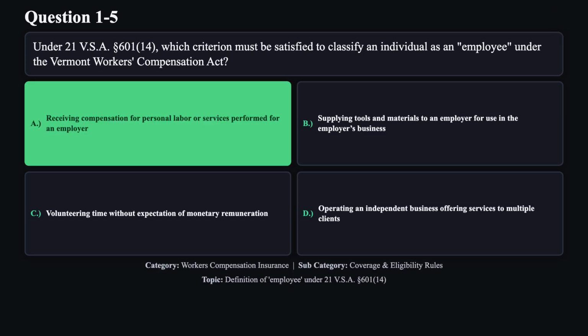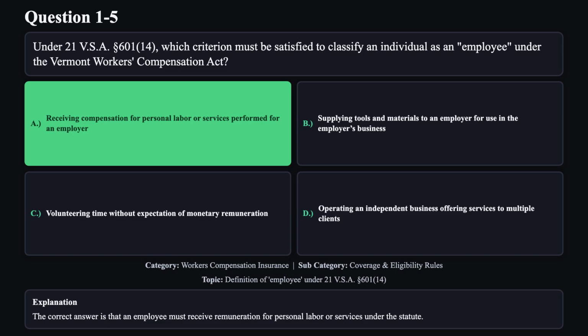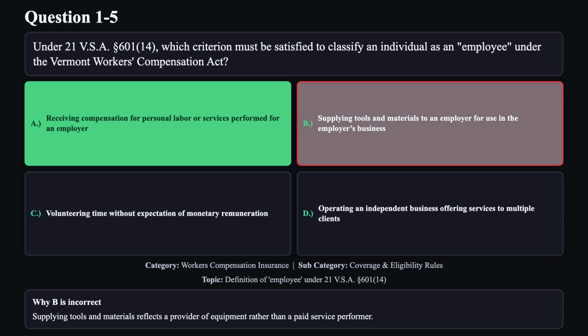The correct answer is A. The correct answer is that an employee must receive remuneration for personal labor or services under the statute. Reason B is not correct. Supplying tools and materials reflects a provider of equipment rather than a paid service performer.